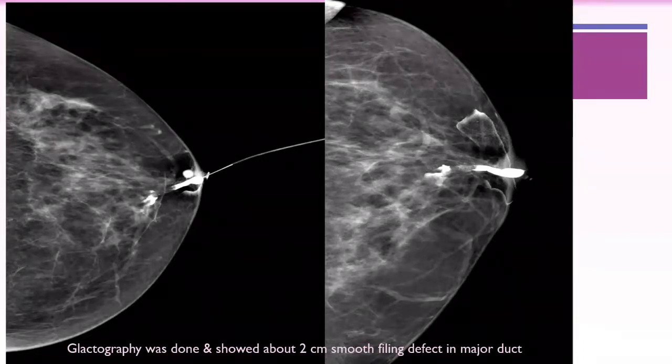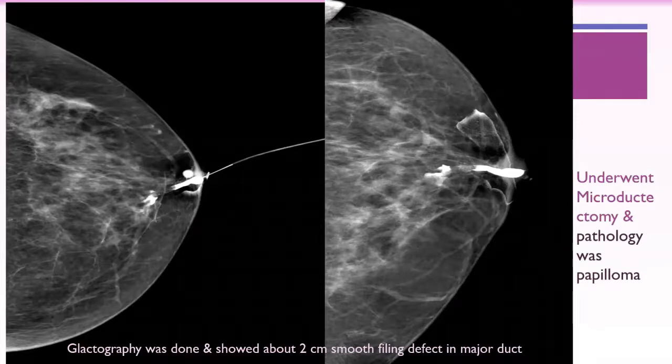So this description is typical of a papilloma. The location and the appearance are typical of papilloma, and the patient underwent microductectomy. Pathology was papilloma. Okay.